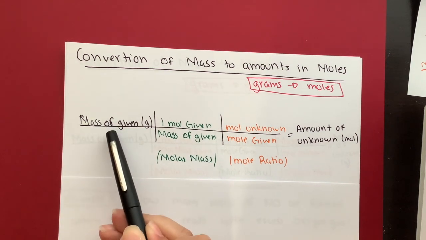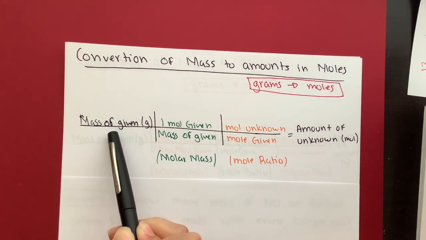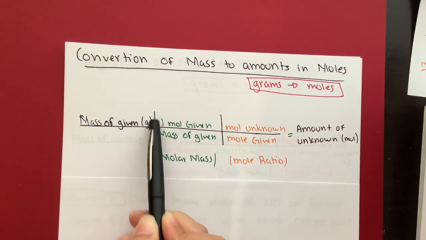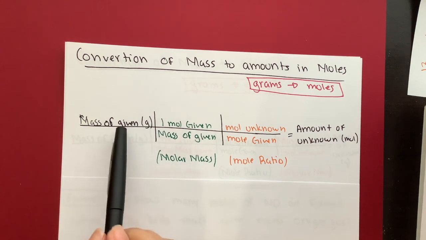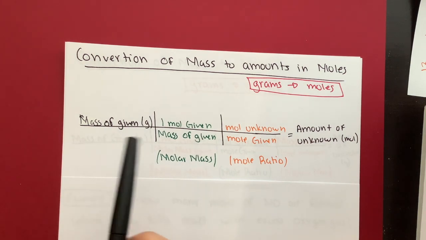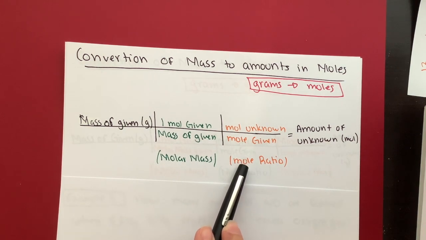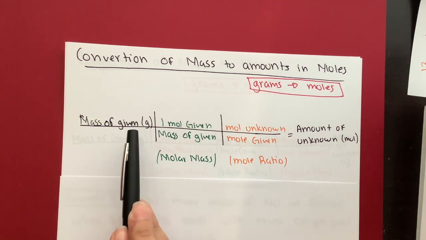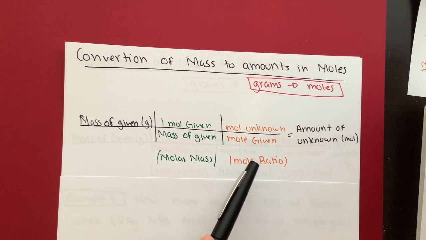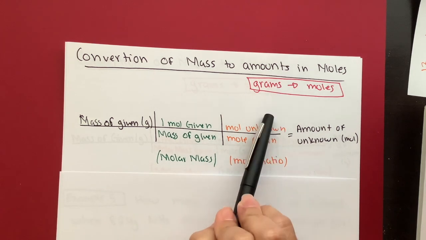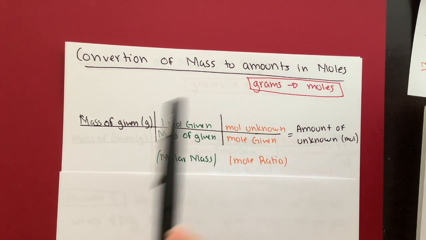So we're going to start with the mass given. Remember that we always start with whatever the problem gives us. In this case, it's going to be in grams. Since we're not in moles, we cannot use a mole ratio now. The first thing we need to do is convert these grams into moles so then we can use a mole ratio to go from one element to the next.